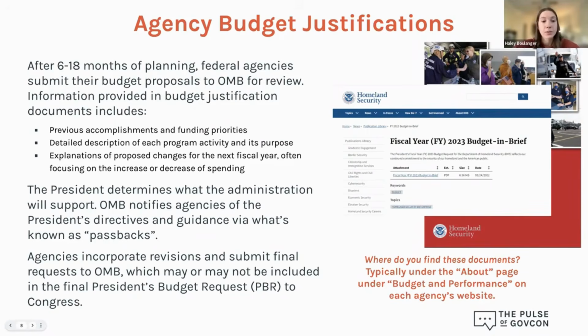The president determines what the administration will support, and then OMB notifies agencies of the president's directives and guidance through what we call passbacks. From there, agencies incorporate revisions and submit final requests to OMB, which may or may not be included in the final PBR, the President's Budget Request to Congress. You can typically find these types of documents under the About page, under Budget and Performance on each agency's website.